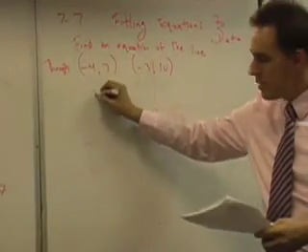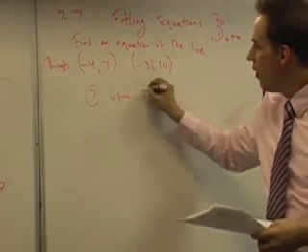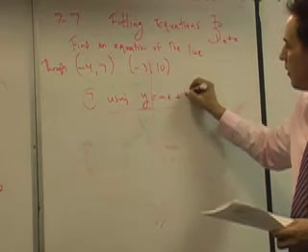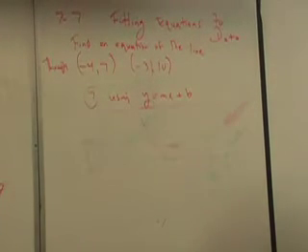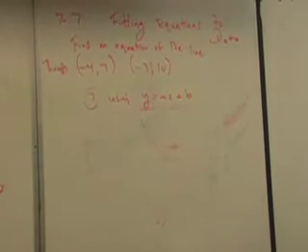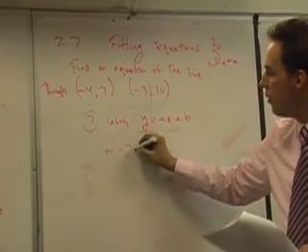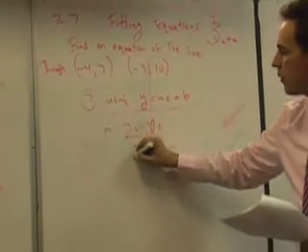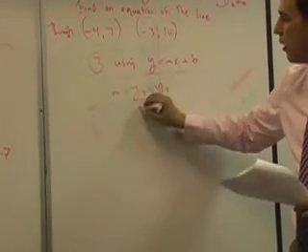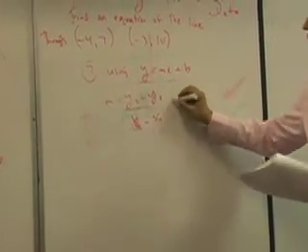Now, in number 7, we're using y equals mx plus b. And number 8, we're using y minus y1 equals m times x minus x1, which is the point slope form. So what do we do for this one? First of all, we use the formula for slope. Good. So our answer is what?